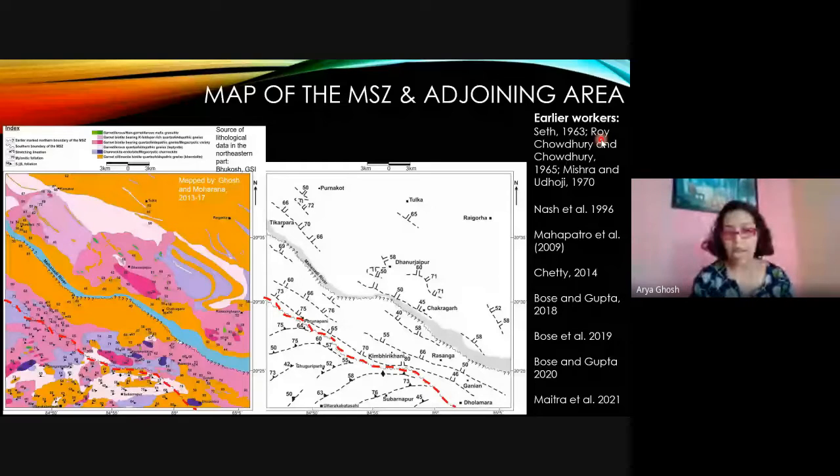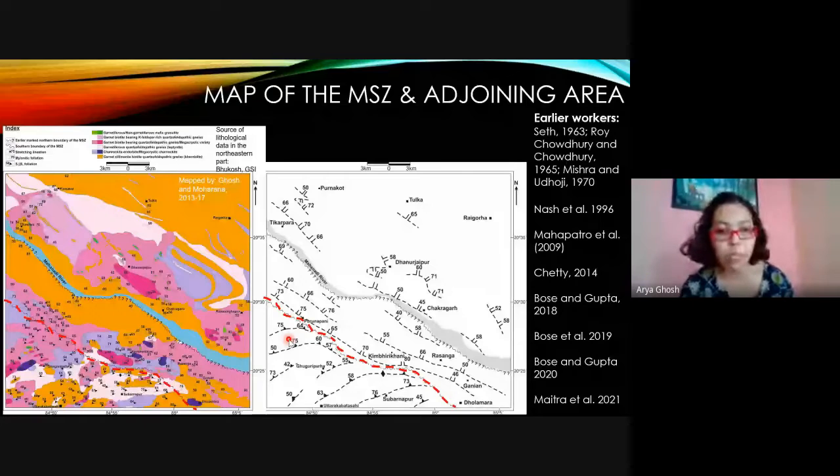But later on, Nash et al., when he worked on satellite imagery, identified this lineament as a major lineament and named it the Mahanadi shear zone. Later on, Mahapatra et al., who worked from GSI, also did mapping in this area, in the eastern part of the map shown here, and they came out with a publication where they mentioned that the pseudotachylite formation and the mylonite generation belong to two different generations. And then Chetty and co-workers also worked thoroughly in this area through satellite image studies, and they have also mapped the Mahanadi shear zone.